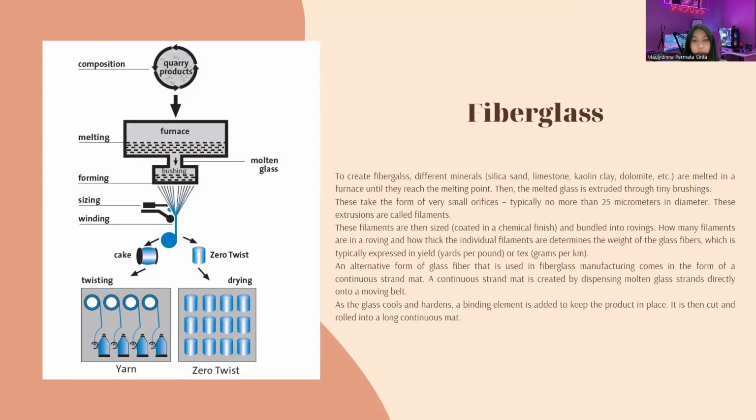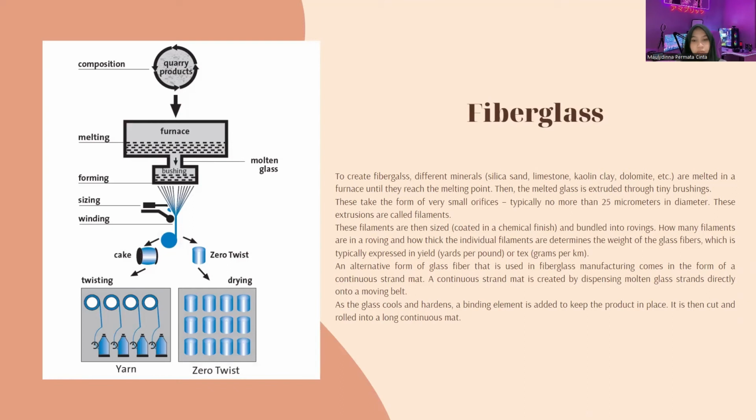How many filaments are in a roving and how thick the individual filaments are determine the weight of the glass fiber, which is typically expressed in yield or yards per pound or tex or gram per kilometer.